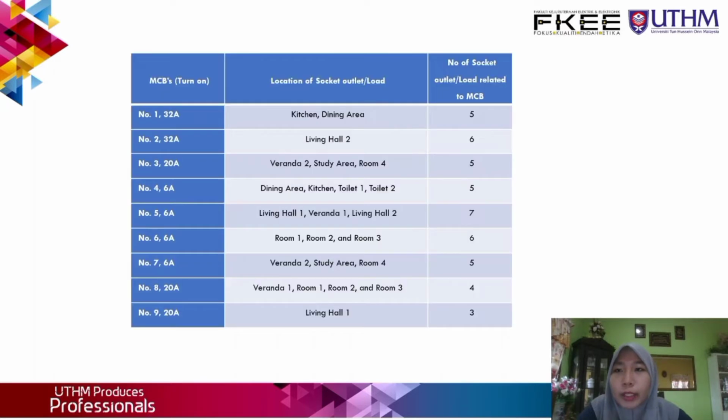This table shows the MCBs when turned on, the location of the socket outlets and loads, and also the number of socket outlets and loads related to each MCB. There are 9 MCBs that consist of 32 ampere, 20 ampere, and 6 ampere. The 6 ampere can only be used for the lamps and the fans. The 32 and the 20 ampere are for the sockets.